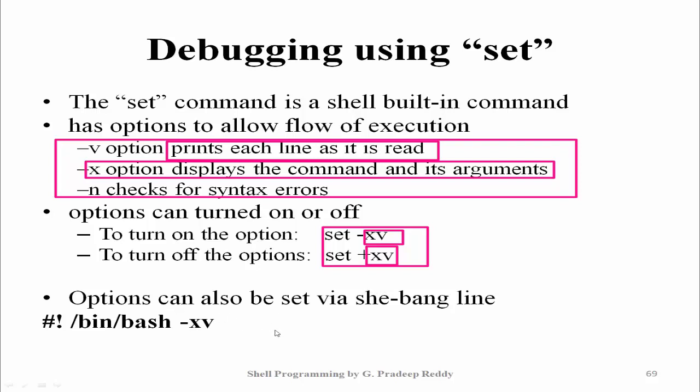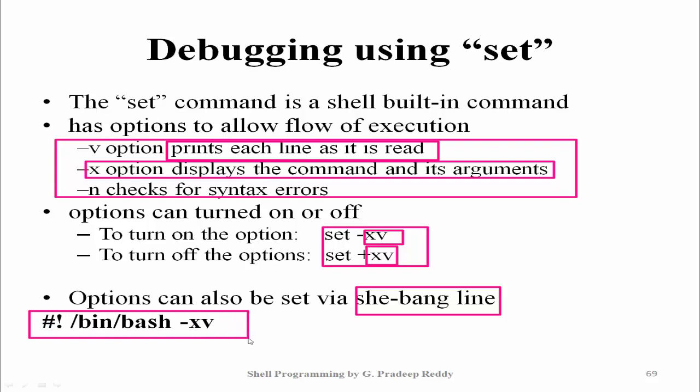Options can also be set by using a shebang line. What is a shebang line? I explained it in the first slide. Hash followed by exclamation symbol, /bin/bash -xv. Here you are going to turn the environment on, so that you can set -v, so that you can set the environment from the start of the program itself. It is going to debug the program.